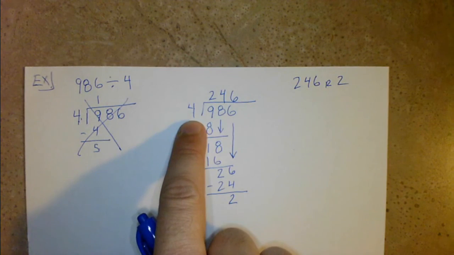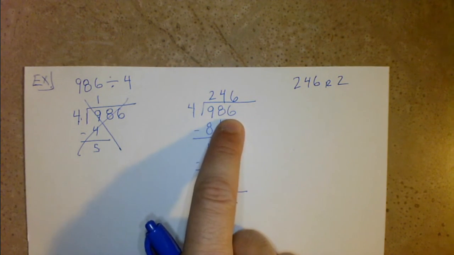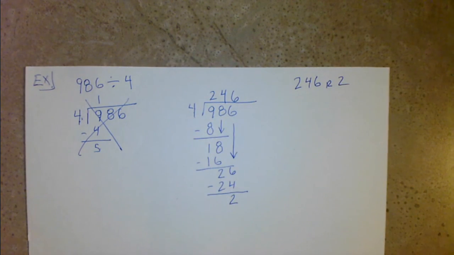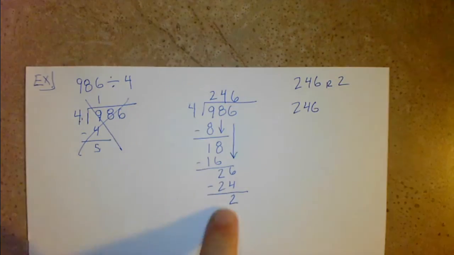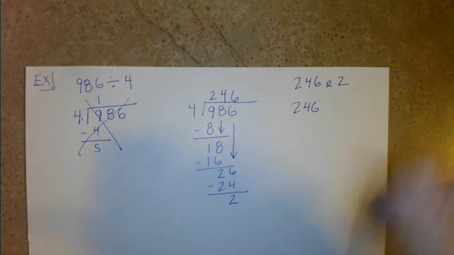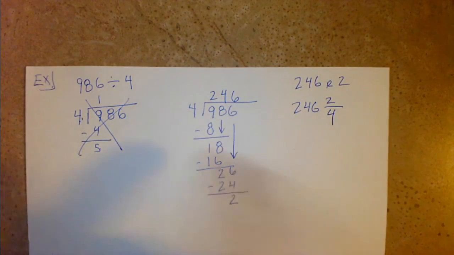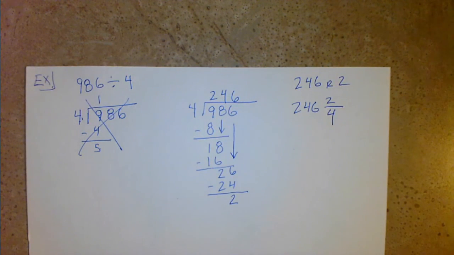246 times 4 should give you 984, and you get the next 2 because you have that remainder right there. If you wanted to write it as a fraction, you would write 246 and then 2, which is my remainder, over 4, which was what I was using as my bottom number, my divisor. And 2 over 4, that's a fraction that can be simplified.